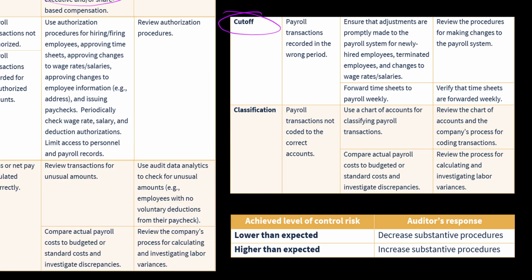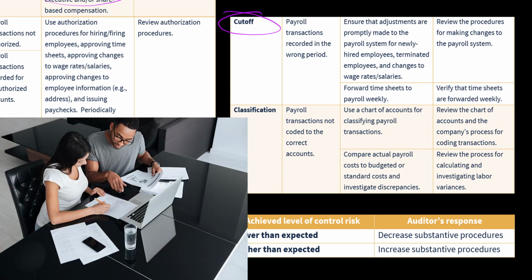So what the auditor wants to do is verify that in fact the client has a chart of accounts, and that they're reviewing the chart of accounts. The auditor can go look at some transactions. They compare that to the chart of accounts and see if these transactions are being coded appropriately.